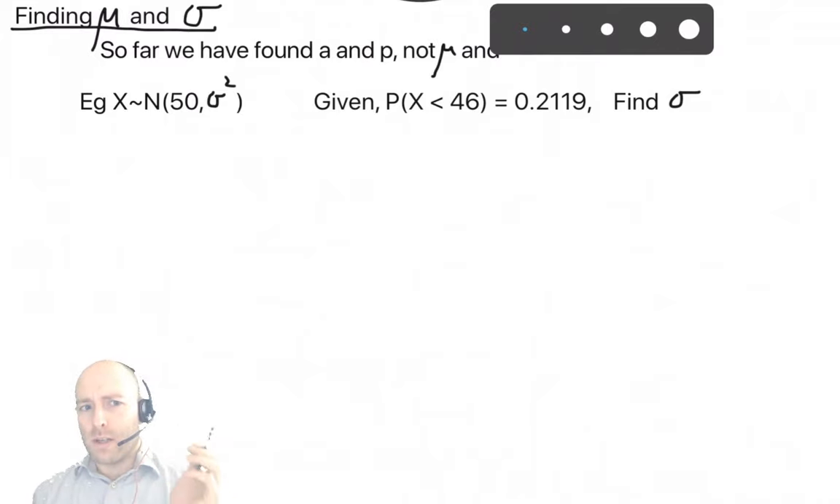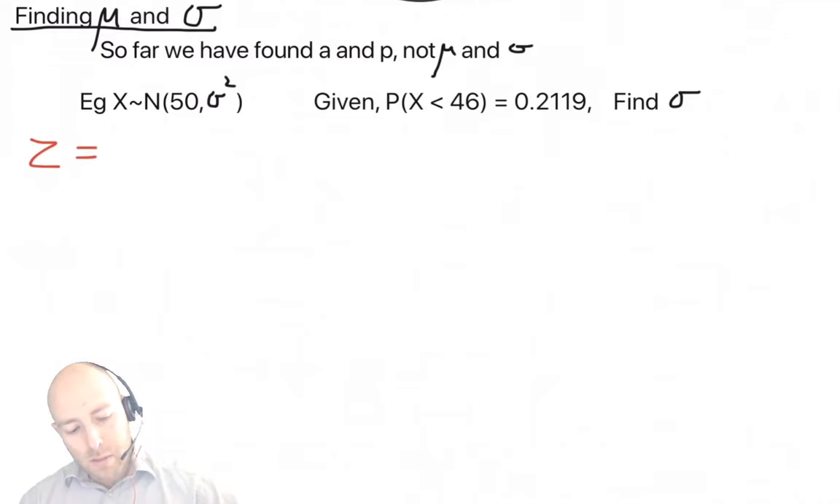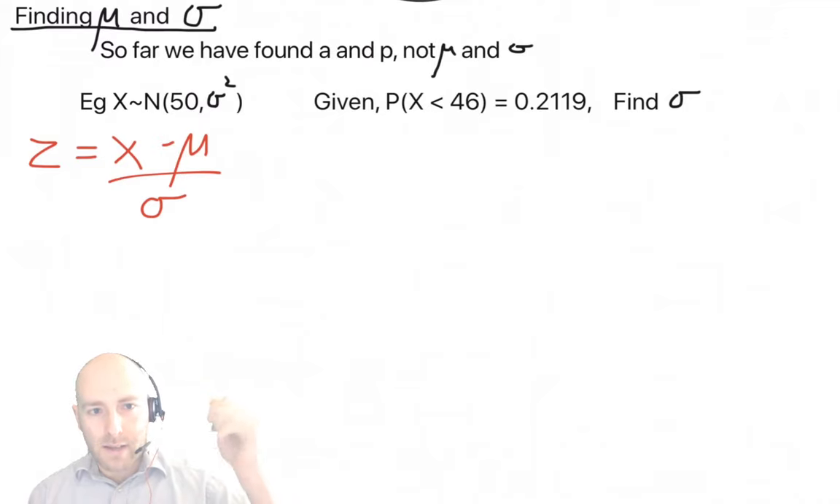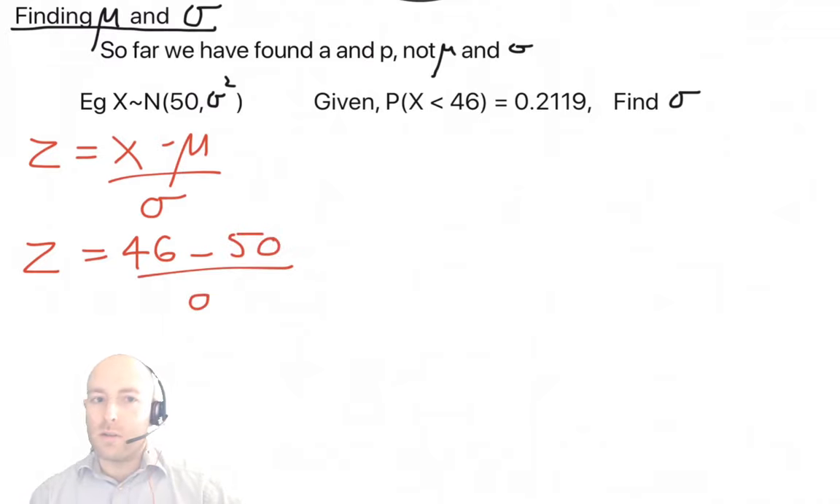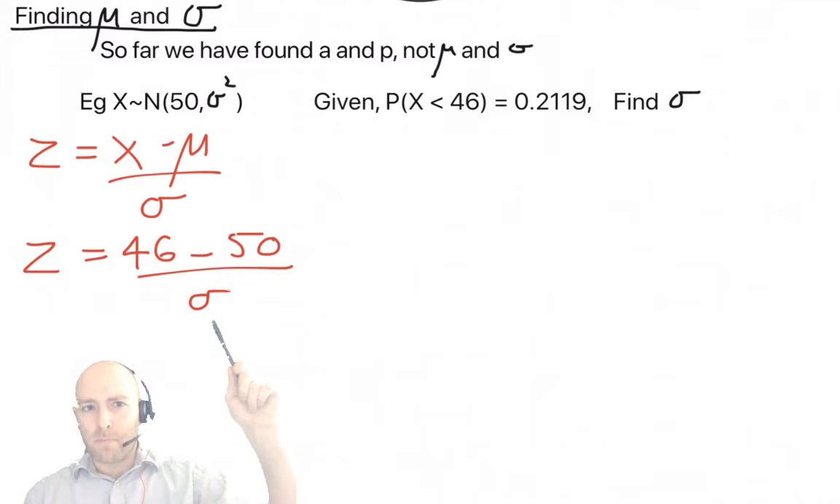The only equation we know that involves sigma is the one I just got rid of, z equals x minus mu over sigma. And we do know a lot of these things, so I can fill in that equation. Z, we don't know, equals x. Well, x is 46 minus mu, well, mu is 50, over sigma. So now we've got two unknowns. We need sigma, we don't have z. So the question is, how could we find z? Because if we can find z, we can just put it there, rearrange this, and find sigma.